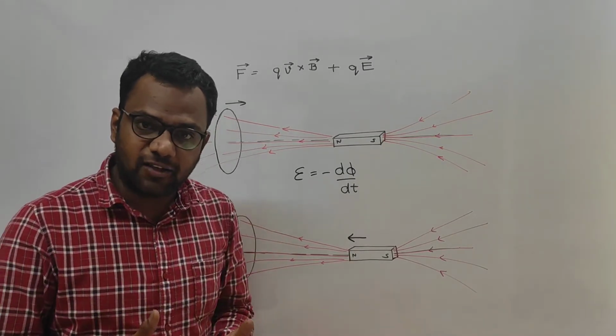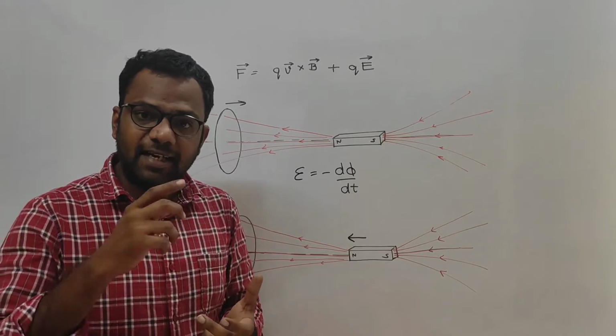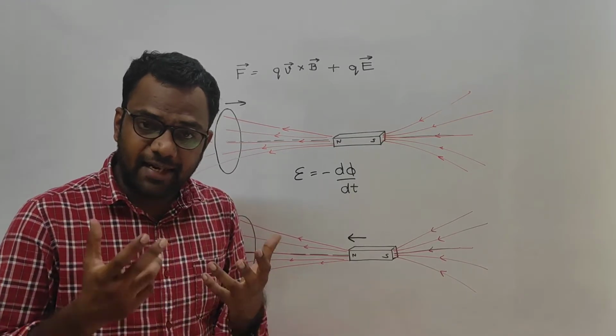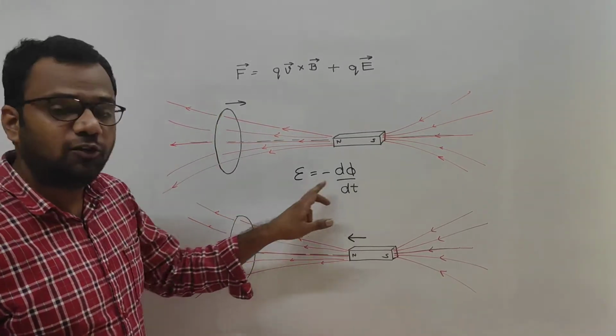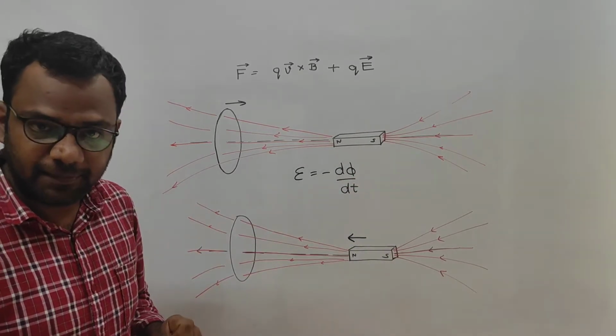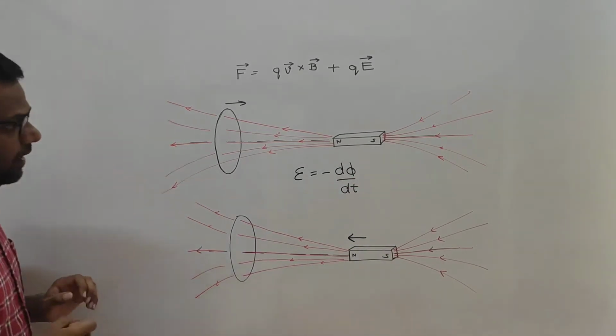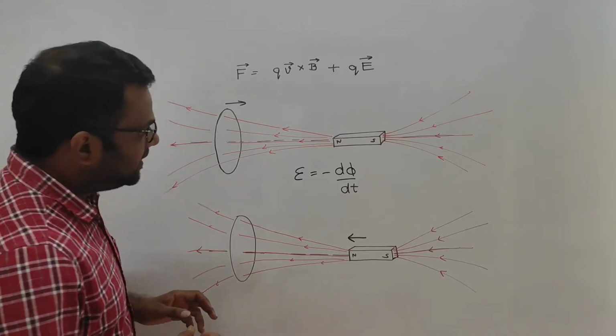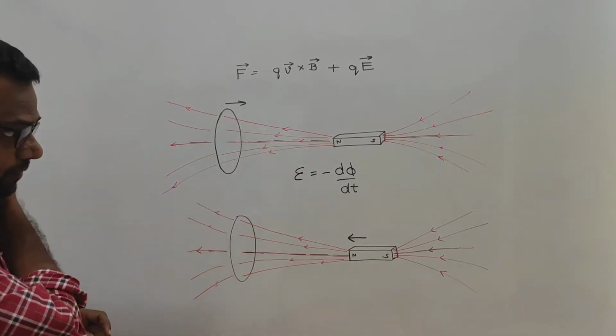So according to Faraday's law, an EMF must get induced in the coil, and it is given by the expression E is equal to minus d phi by dt. Now let us first understand the first situation.